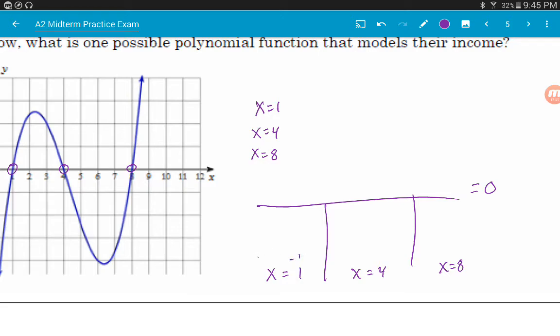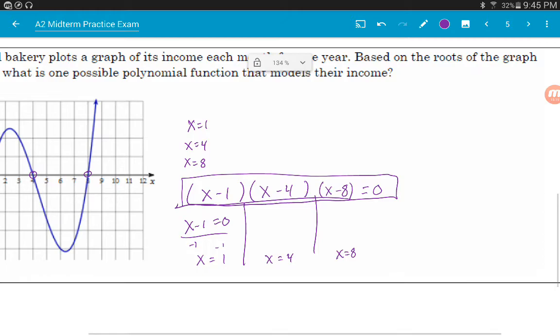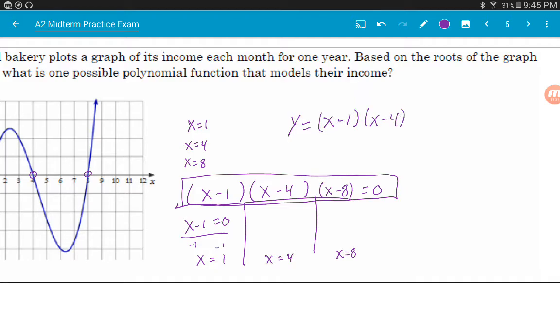So if I minus 1, I'm going to get that x minus 1 equals 0. Boom. So x minus 1. If you're good at this, you might just see already that this is x minus 4, and this is x minus 8. And this is actually the answer. You don't need to multiply it and get it in standard form. This is perfectly acceptable. Or I guess technically the answer would be y equals. So y equals x minus 1, x minus 4, x minus 8. That would be a better answer.